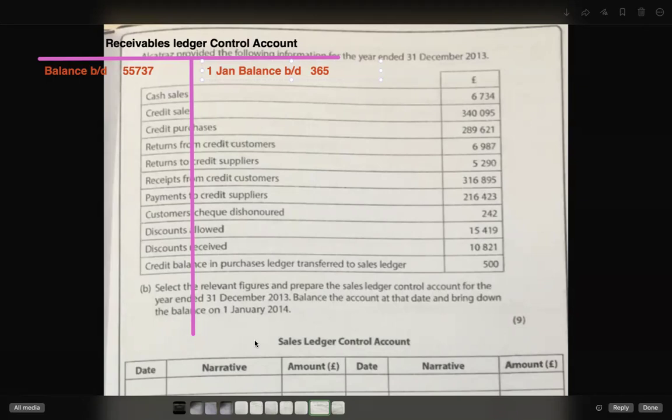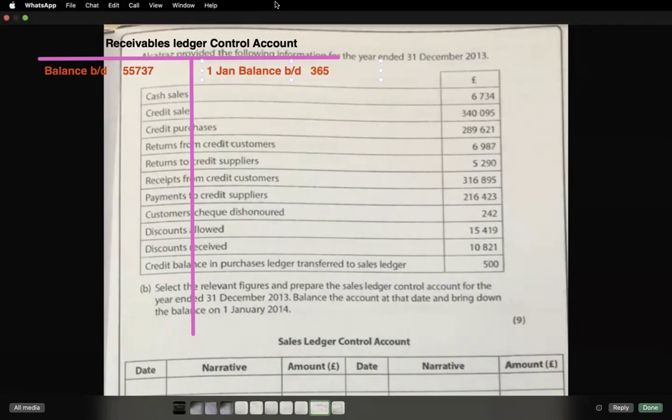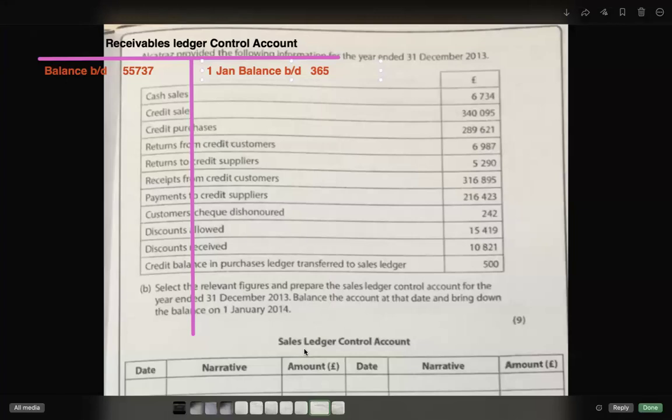There are two types of customers in our business. Receivables are our credit customers to whom the business sells goods on credit. It means if you sell goods on credit to a customer, that customer does not pay you immediately. They pay you sometime later, maybe 1 week, maybe 1 month. Until that customer pays you, you have to record that customer's money in the receivables ledger as well as the receivables ledger control account.